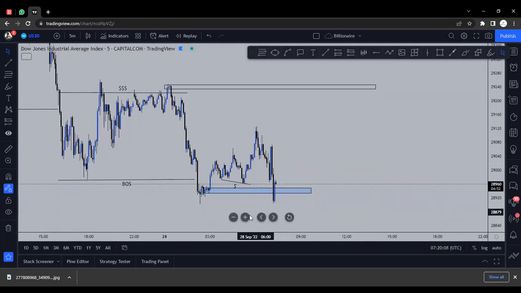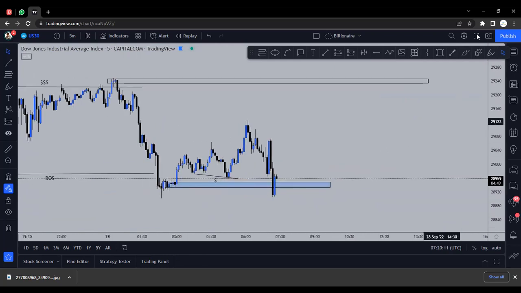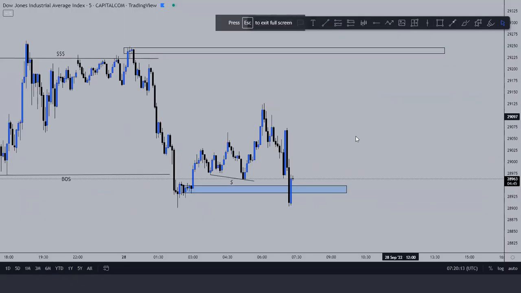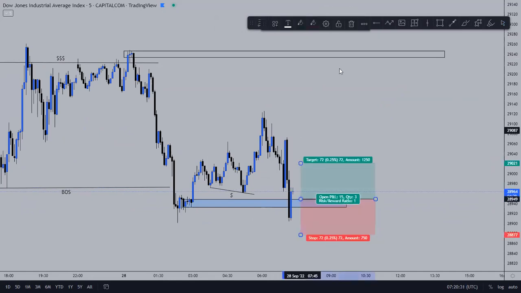See, it closed above the zone. So this 5 minute candle now, I would love it to come and tap into this zone. Once it taps into this zone, we can take our buy positions.